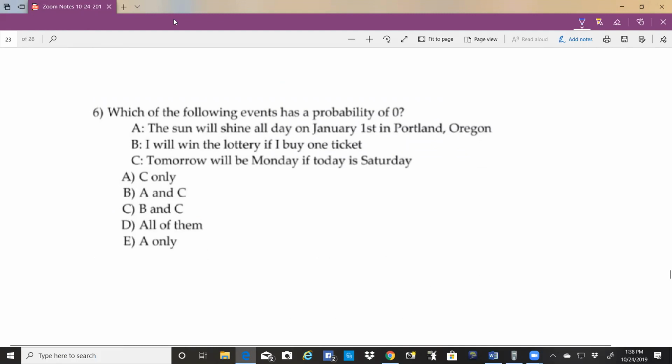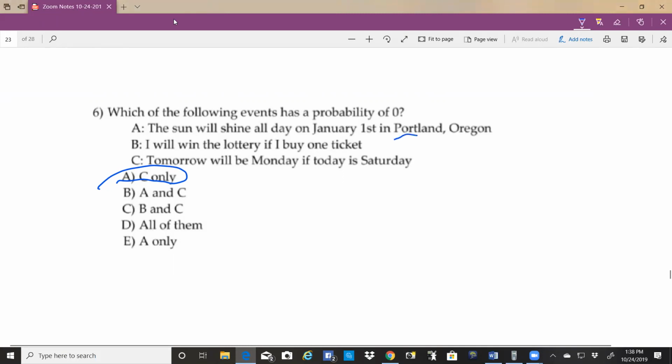Sometimes you have to think which of the following events has a probability of 0. Somebody think about this one and guess what you think is the answer. C. C? Yep. That's right, C only. You just have to use a little logic.